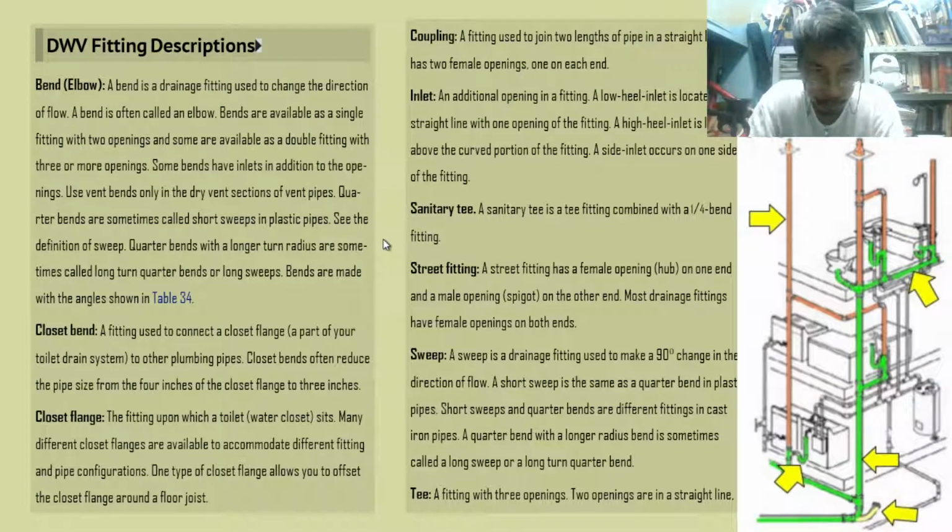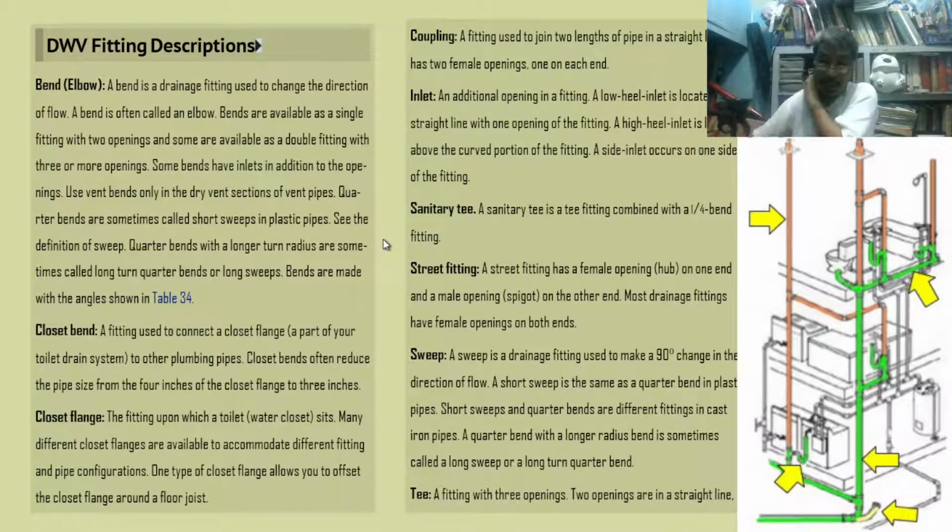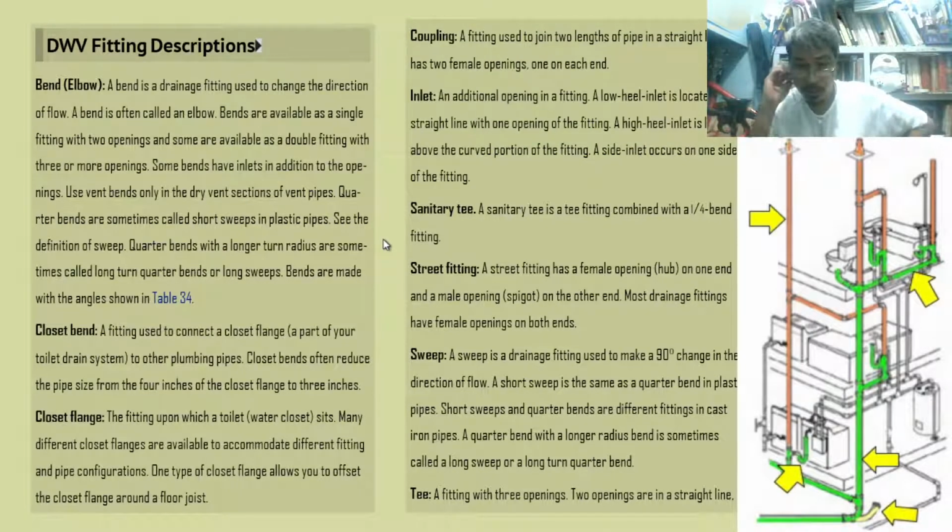So closet bends often reduce the pipe size from 4 inches at the closet flange to 3 inches. That is standard for the closet flange, which is 4. That's why we need a 4 by 3 flange in order to reduce to 3. But if your pipe is 4, you don't need to reduce. Just buy the 4 by 4 flange.